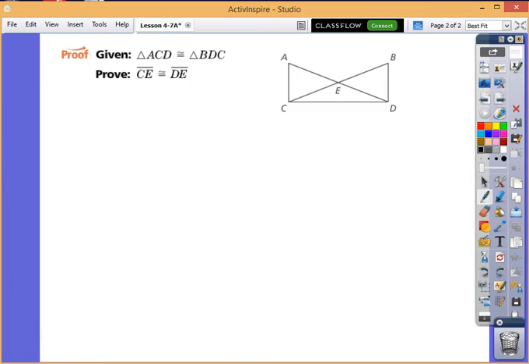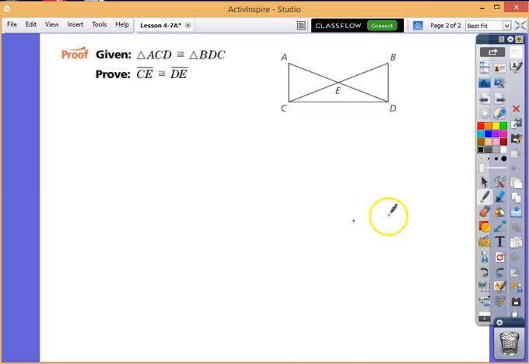All right, so what I want to do here is I want to solve this proof. And the concept behind this proof is going to be the fact that we're using some overlapping triangles. Now, there's a couple of different ways to do this proof. I'm going to go with the shortest, quickest, easiest way.